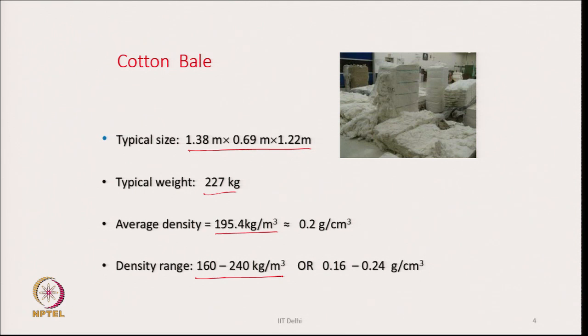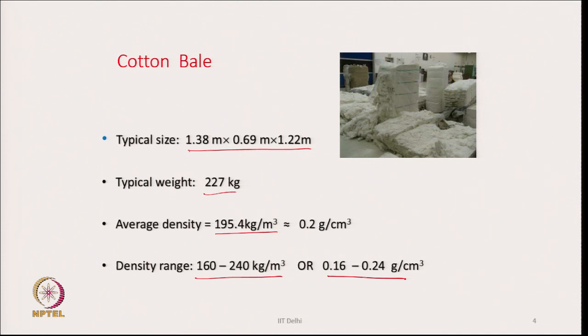So, these are the typical values which are quoted here, and this gives us an idea of the kind of pressure which is applied while transforming the floppy fibers into bale. The density of the bale goes close to 200 kg per meter cube, or if we are interested in gram per centimeter cube, it is 0.16 to 0.24 gram per centimeter cube.